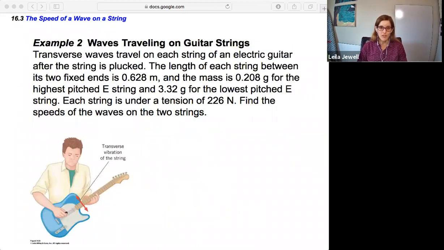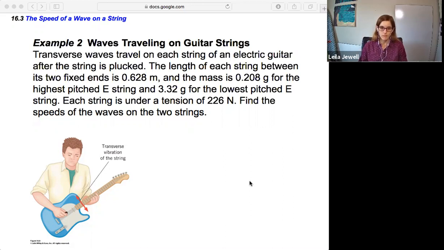So example 2, waves traveling on guitar strings. Super cool. Transverse waves can travel on each string of an electric guitar after the string is plucked. The length of each string between its two fixed ends is 0.628 meters, and the mass is 0.208 grams for the highest pitched E string and 3.32 grams for the lowest pitched E string. Each string is under a tension of 226 newtons. Find the speeds of the waves on the two strings.